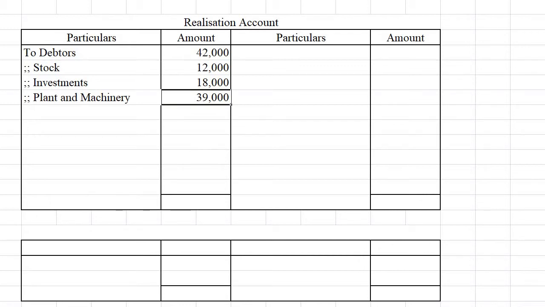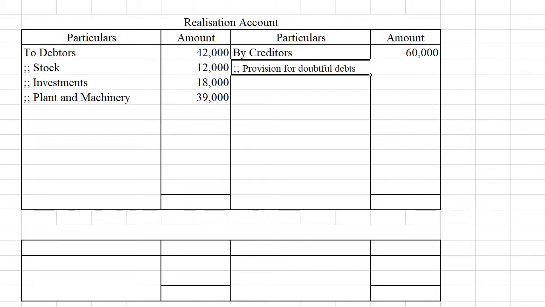Cash, we know, will not be transferred. It will be taken to the cash account because cash need not be realized again, it is in the form of cash only. So no need to transfer that to the realization account. Now let us transfer all the liabilities. Of outside liabilities we have only one, that is creditors. Creditors we have 60,000, that is transferred. And now we have to transfer the provision for doubtful debts. That provision for doubtful debts is also transferred.